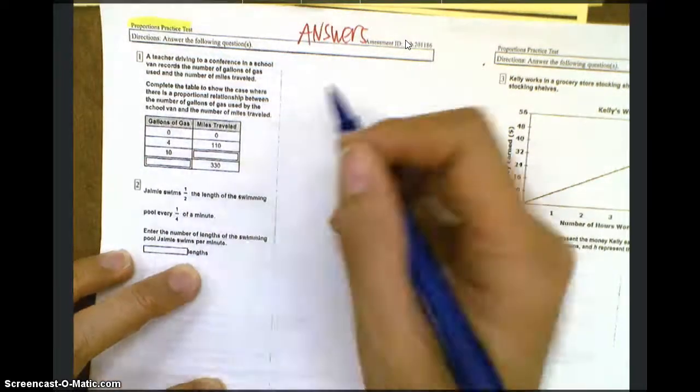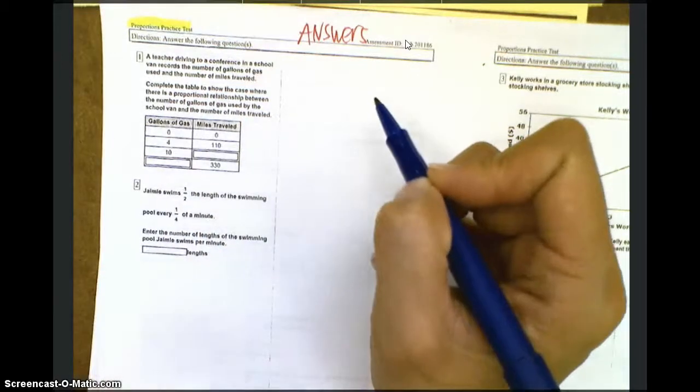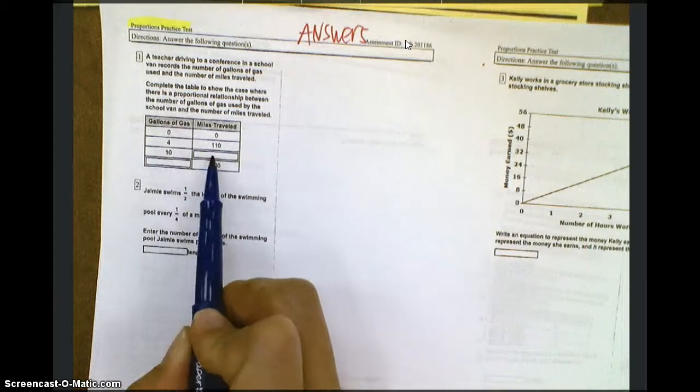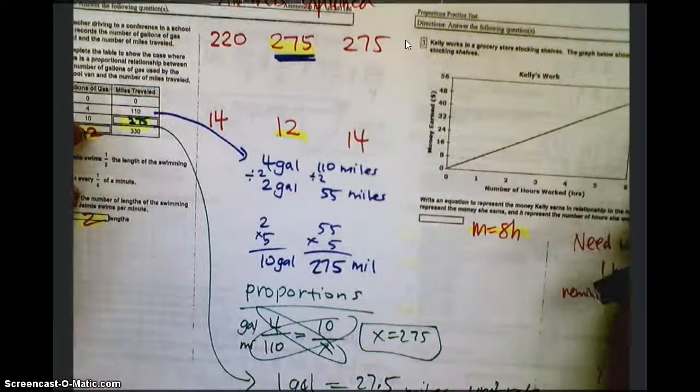Question 1, you have this table which shows a number of cases and the miles that are traveled for the gallons of gas. I am to fill out, if there's 10 gallons, how many miles traveled, and then if there's 330 miles, how many gallons I traveled. Now, there's definitely several ways to do this. One way that you could do this is what you see here, okay?